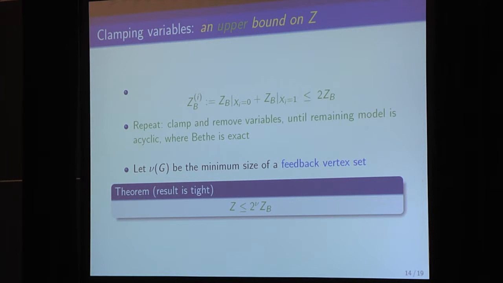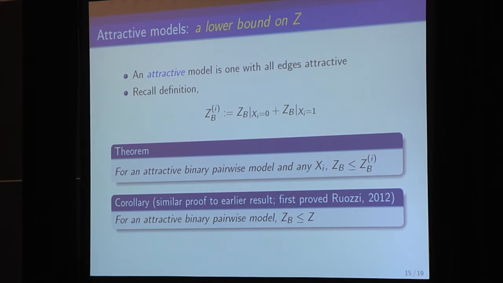And it turns out that we can for the particular class of attractive models that we introduced at the beginning. Again, an attractive model is one where all edges are attractive. We show in our paper a theorem that for an attractive binary pairwise model and any variable, when you clamp and sum the approximate partition functions, you can only increase the beta approximation. And then, using exactly the same argument as before, we get a new simple proof that for these models, the beta partition function is upper bounded by the true partition function.